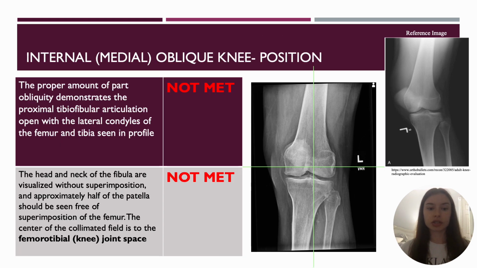Next, we have position. So the first criteria is the proper amount of part obliquity demonstrates the proximal tibio-fibular articulation open with the lateral condyles of the femur and tibia seen in profile. So I did say not met for this one, although the lateral condyles of the femur and tibia are seen in profile. That proximal tibio-fibular articulation doesn't appear as open as it should be.